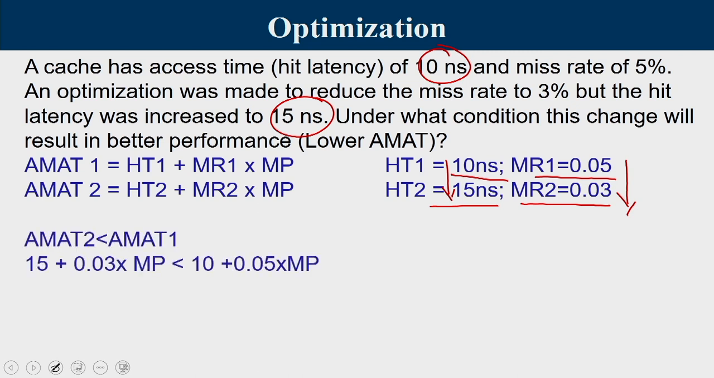So, what we are trying to do here is that average memory access time of the second one, that is the optimized one, should be less than average memory access time of the first case, then only we can say that this optimization has resulted in a better performance.